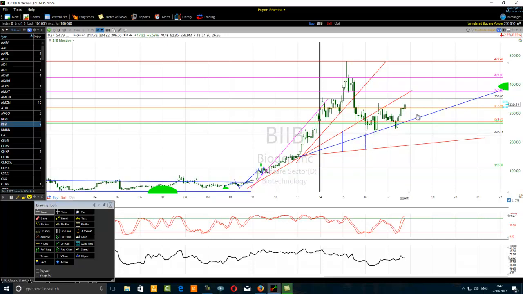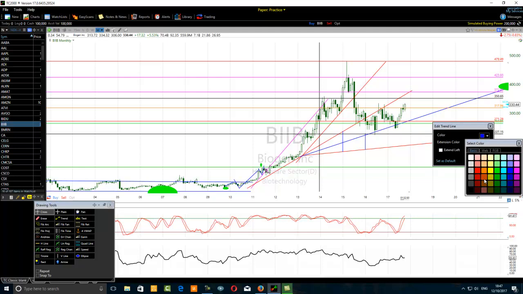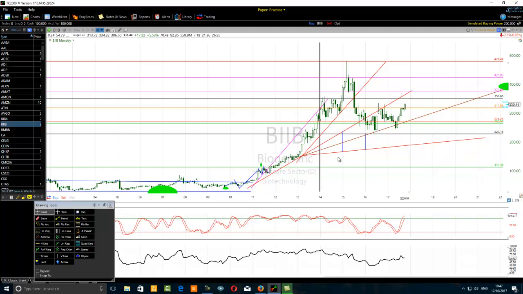Something like that, okay? So call it the median line. This is the median line. It's not exact, but something like that. So that's the median line.